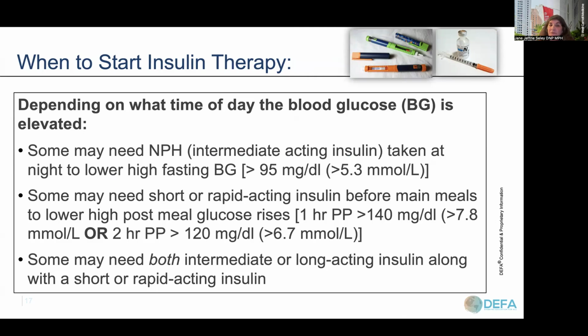Some people will also need rapid acting insulin for their meals. We prefer rapid acting over regular insulin because it's rapid. So it starts to work right away to start lowering that glucose when the person starts eating.